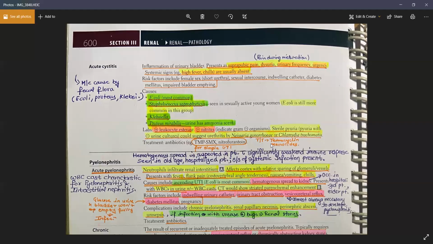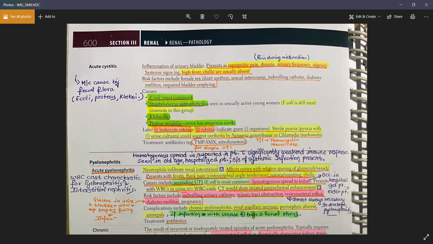Ceftriaxone along with either the tetracycline or the macrolides for the complicated type, and for the non-complicated or simple UTI, TMP-SMX or nitrofurantoin. Other thing, you can also give fluoroquinolones to the patient. Those will also work very well. So that's about acute cystitis.